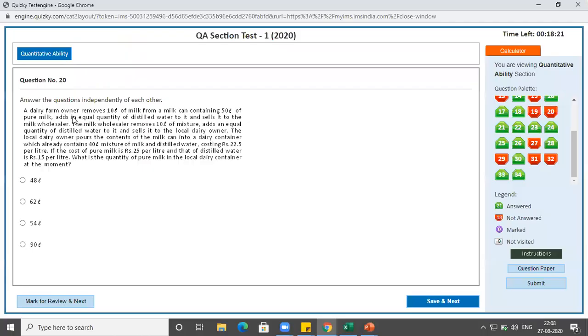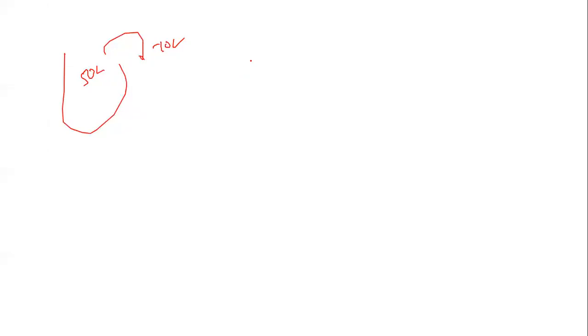Okay, see how I attempt mixture questions. 50 liters, from this 10 liters was removed. Okay, adds an equal quantity of distilled water to it and sells it to the milk wholesaler. Dairy farm owner, then comes the milk wholesaler. The milk wholesaler removes 10 liters of mixture, adds an equal quantity of distilled water to it, and sells it to the local dairy owner.